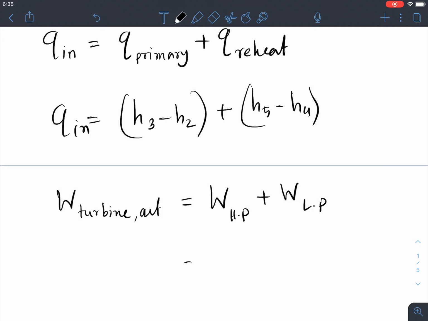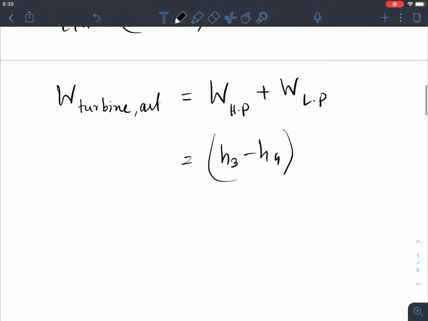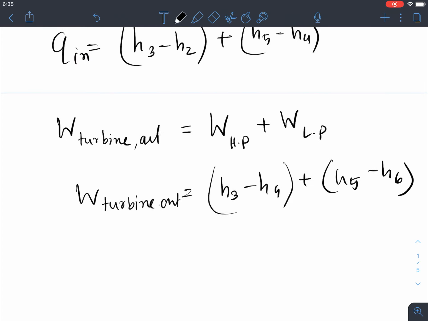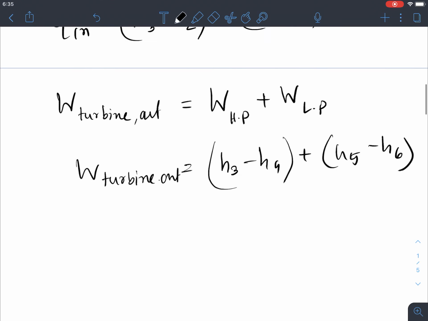Okay, so for high pressure we know that it's H3 minus H4, because right here H3 is the maximum temperature and then temperature is decreasing, H4. And then for the low pressure turbine, the input is 5 and output is 6, so H5 minus H6. So now we know the W turbine output and Q in, we should be able to determine the efficiency expression.